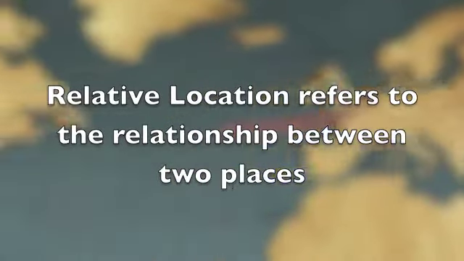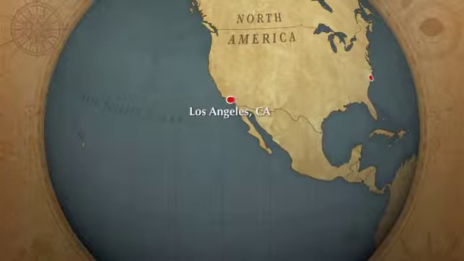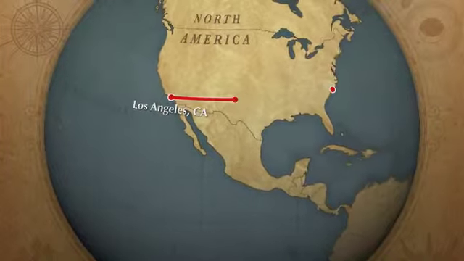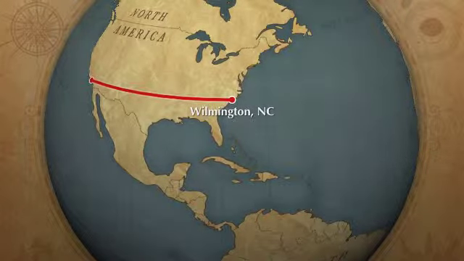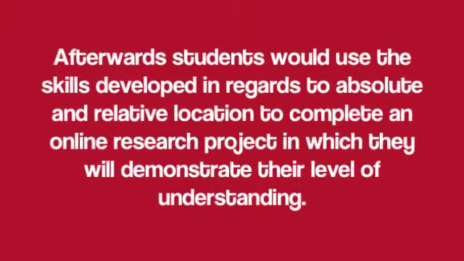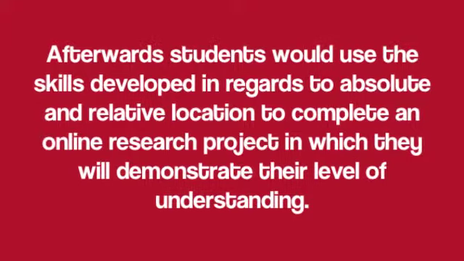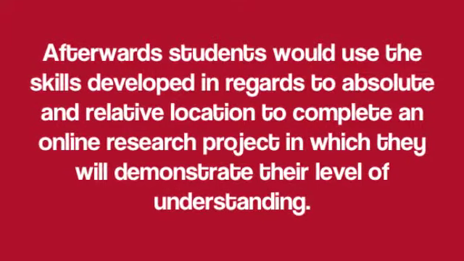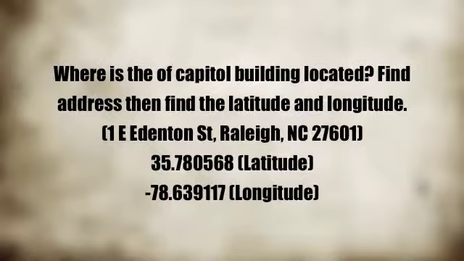Relative location refers to the relationship between two places. For example, Wilmington, North Carolina is east of Los Angeles, California. Afterwards, students will use the skills developed in regards to absolute and relative location to complete an online research project in which they will demonstrate their level of understanding. For example, what is the capital city of North Carolina? Or where is the Capitol building located? Find the address using the latitude and longitude.